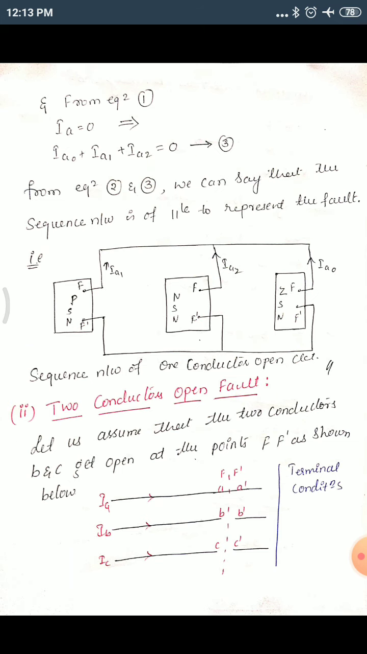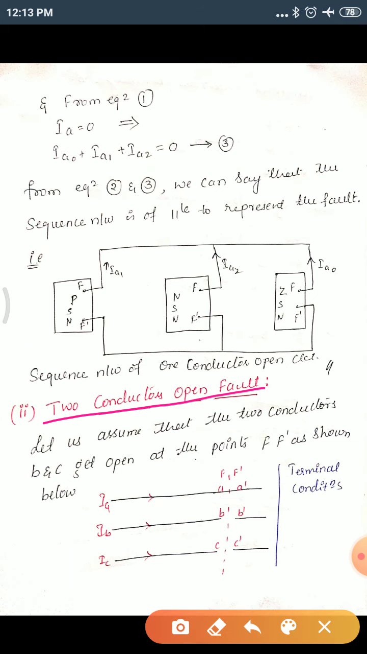Okay, let's next see the next type, that is the two conductor open fault. Here let us assume that the two conductors B and C get open at the points FF dash, as shown below. Remember, the fault is occurring here. So we have assumed that the B and C conductors are open. As we have said earlier, you can consider any two conductors open. For our convenience, we have taken B and C conductors open. The A conductor is closed, meaning it is not open.